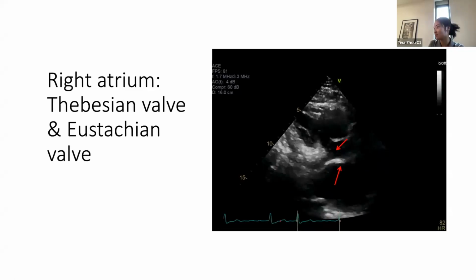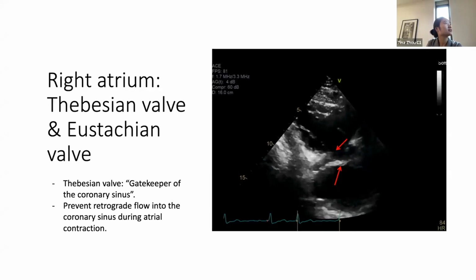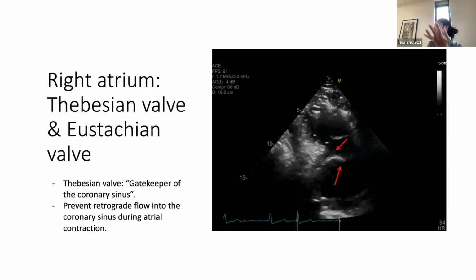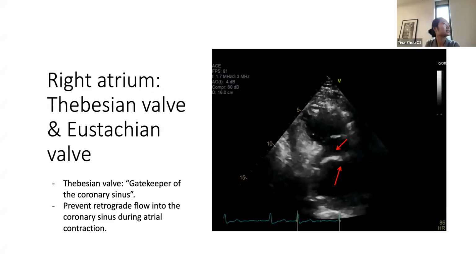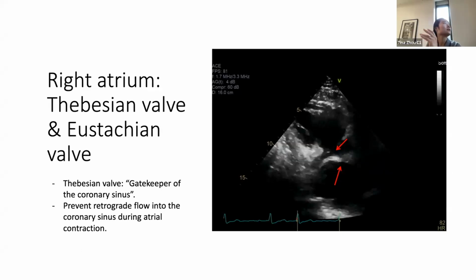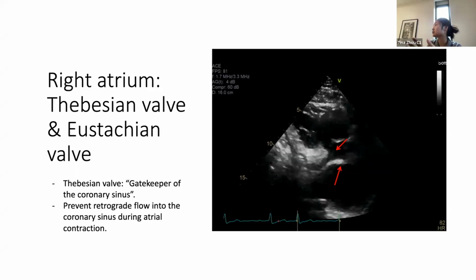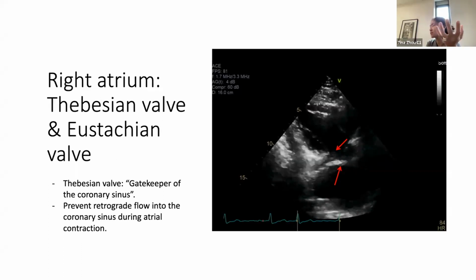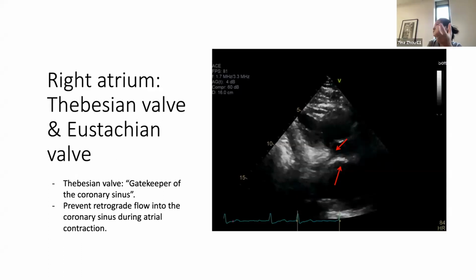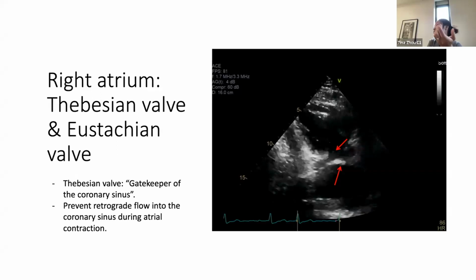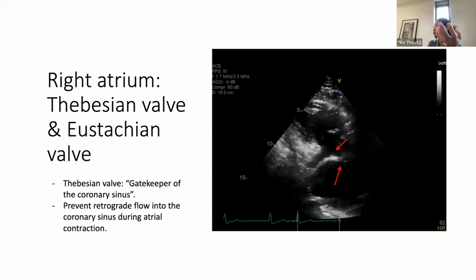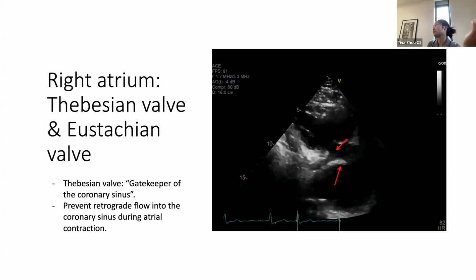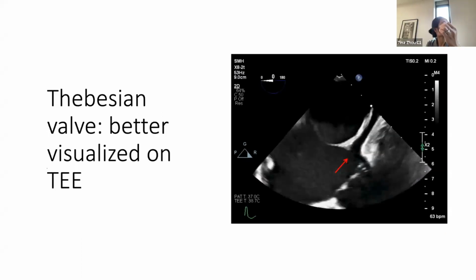So we'll start with the Thebesian valve first. It's called the gatekeeper of the coronary sinus, as I implied. It's right at the exit of the coronary sinus. It prevents retrograde flow into the coronary sinus during atrial contraction. Generally, it's fairly benign. But as you can imagine, if the valve remains quite big, it can obstruct coronary flow, and it can be a problem in biventricular pacing when they put the wire through the coronary sinus.